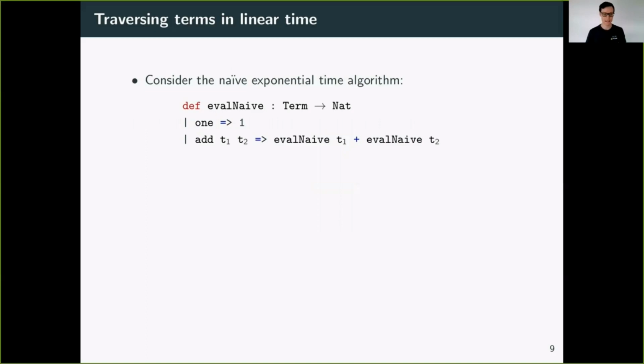Consider the naive exponential time algorithm to evaluate a simple arithmetic term into a natural number. So pretend we have a term type that has two constructors, one and add. So we can just evaluate this into a Nat by mapping one to the numeral one and by evaluating add t1, t2 by first evaluating t1, then evaluating t2 and adding the results together.